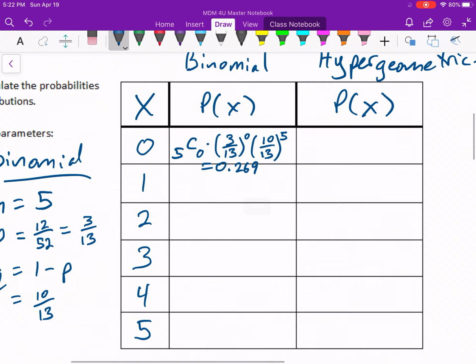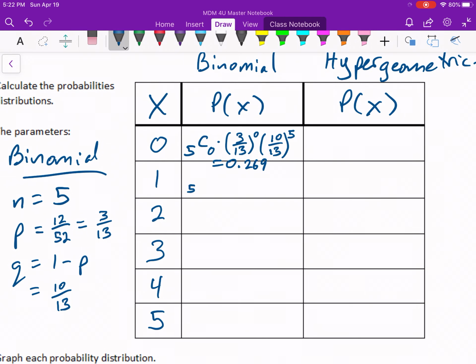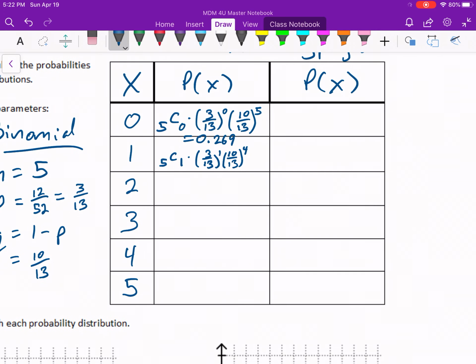If I do it again, I'll just do one more. The probability of getting 1 face card, well, now this 0 changes to a 1. And this 0 changes to a 1, and this 5 changes to a 4. And the probability of working all that out is equal to 0.404. So from that we can already see there's a higher probability of getting 1 face card than 0 face cards in this situation.